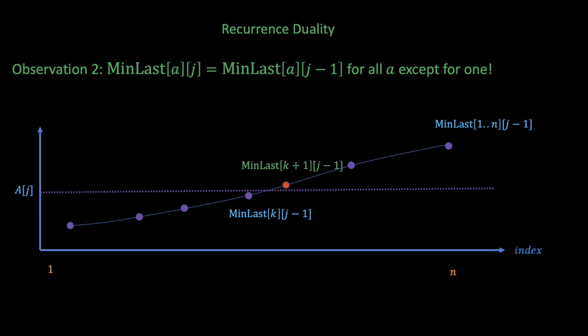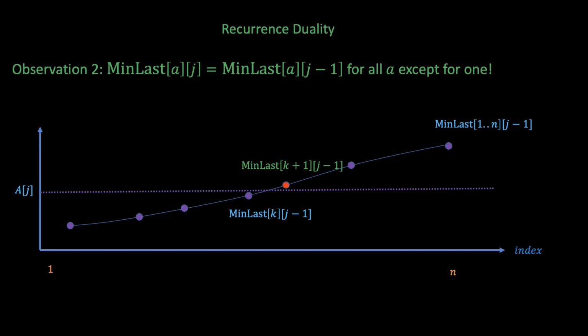Now, what about min last k plus 1, j? Well, because min last k, j minus 1 is less than aj, then we know that there's a subsequence of length k in the first j minus 1 numbers of the array ending in a value less than aj. Together with aj, they make a sequence of length k plus 1 in the array a1 to aj.